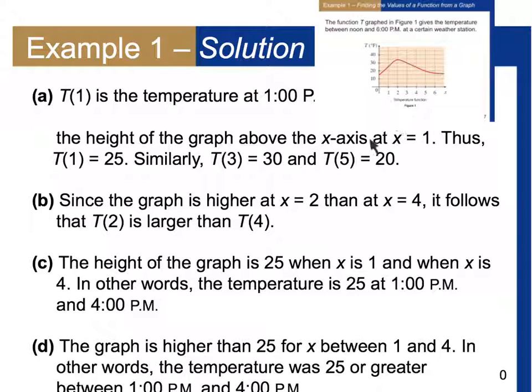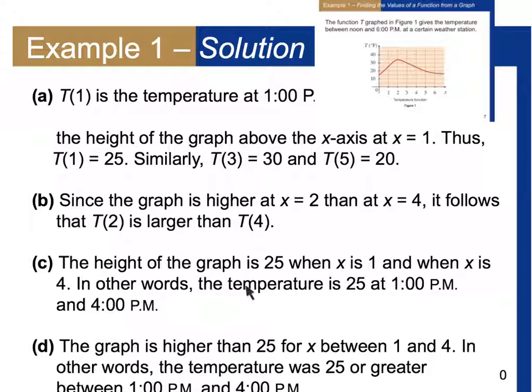Just going back to the graph, we can see T of 1 was about 25. T of 3 was about 30. I know it's kind of small there. T of 5 was about 20. Then we looked at T of 2 versus T of 4. T of 2 we said was the highest, about 37. And then T of 4 we can see is lower. So T of 2 is greater than T of 4.